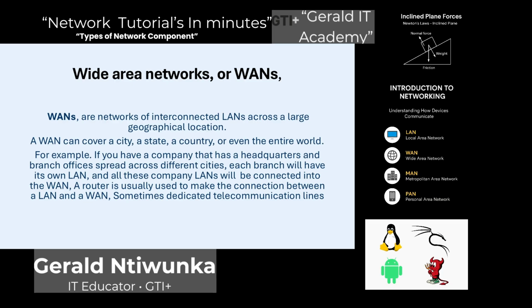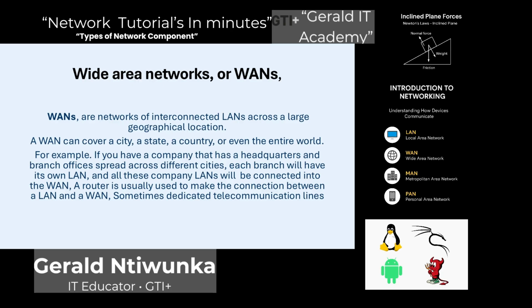How does it happen? Just for example, if you have a company that has a headquarters elsewhere, and you have branch offices spread across different cities in that particular state or country, each branch will have its own local area network within that company's premises.